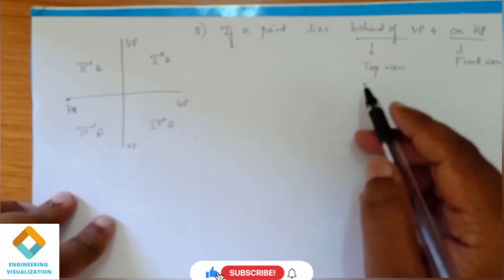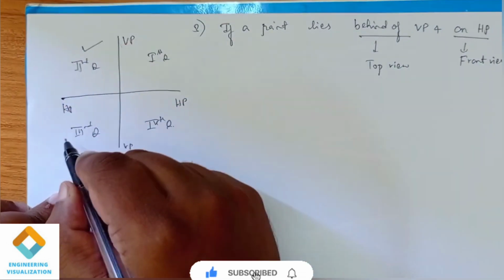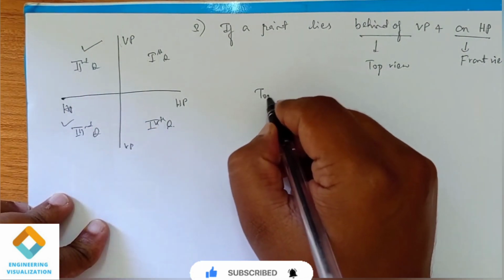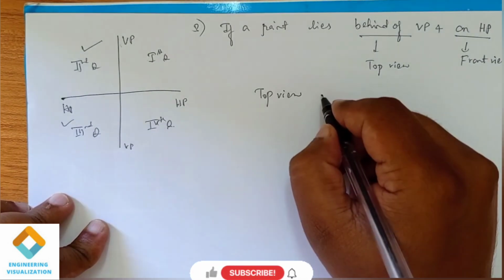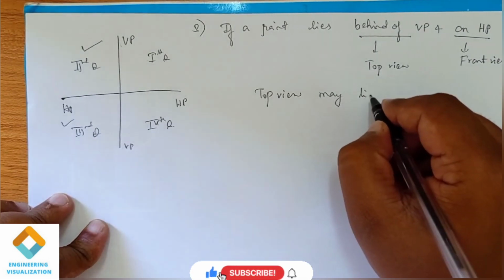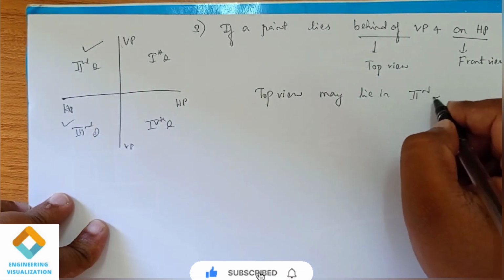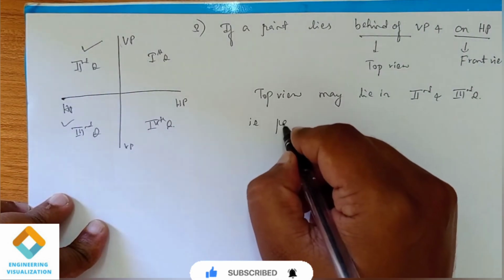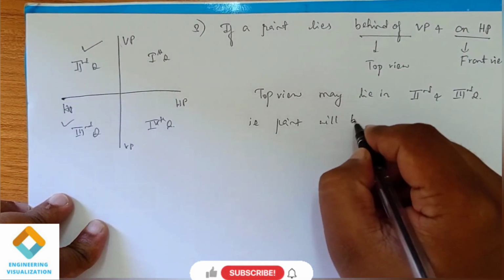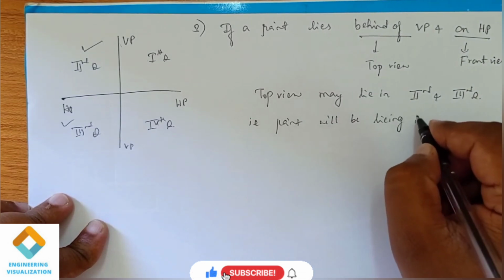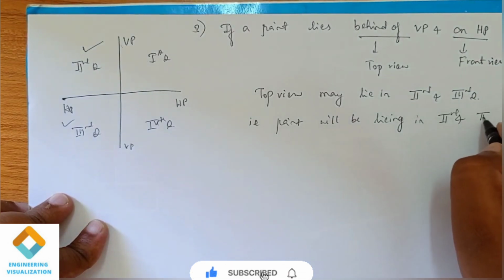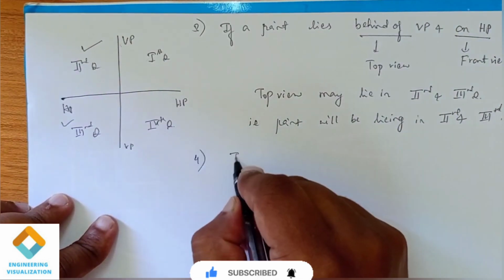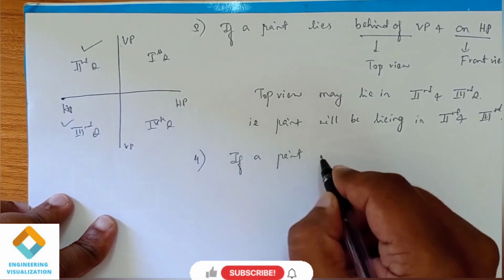So top view, behind VP means there are two chances; the top view may lie in second and third quadrant. So I can write, top view may lie in second and third quadrant. So the point will be lying in second and third quadrant.